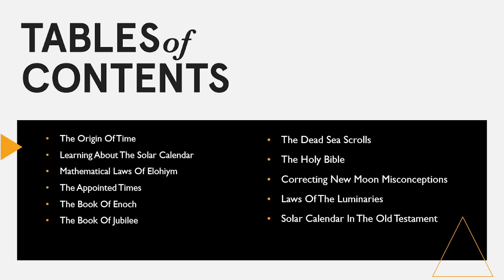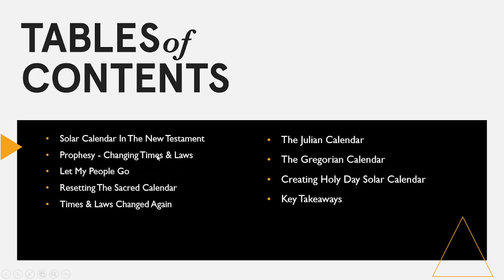In part 2, we also talked about the references in the Holy Bible, correcting new moon misconceptions. And in part 3, which is where we're going to begin today, we're going to discuss the laws of the luminaries. So this is where we're going to start. These are the remaining topics that we have to complete this whole series of lessons, and I think we might finish this in part 4.